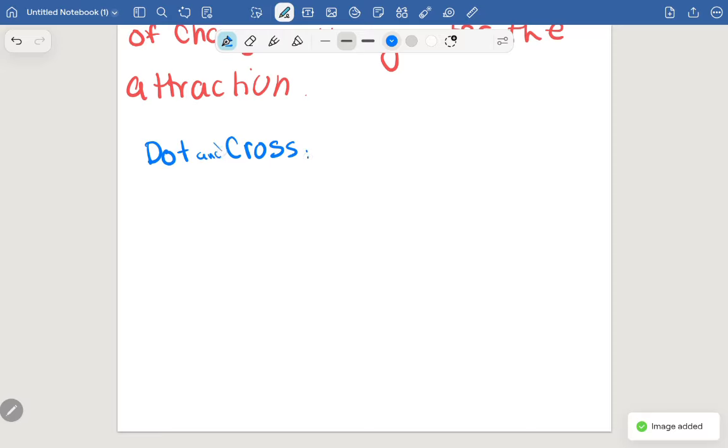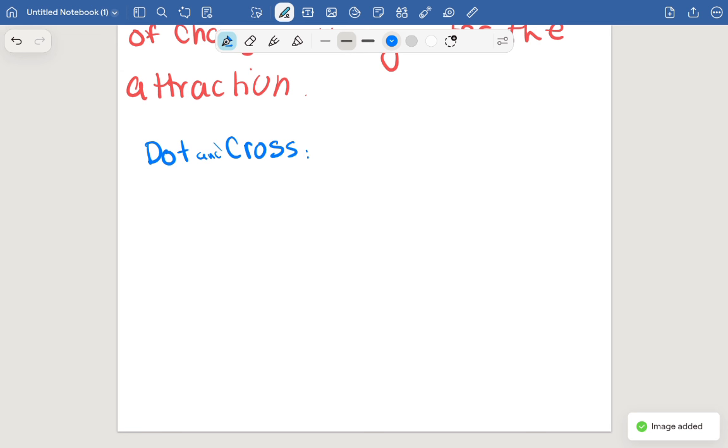Dot and cross diagrams use dots to represent only the valence electrons of one atom and crosses for another atom. They are just a representation. This does not mean that the electron actually looks like this. No, it's just a representation.